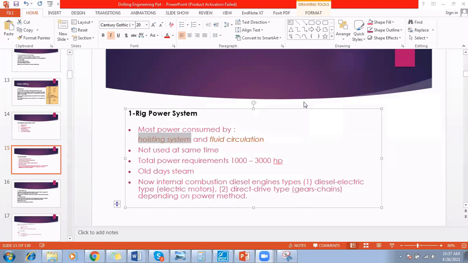Yes, actually the hoisting system is the overall activity in which any weight is either lowered or lifted using drilling lines. This whole process is called the hoisting system. You are somehow correct. And what is fluid circulation?